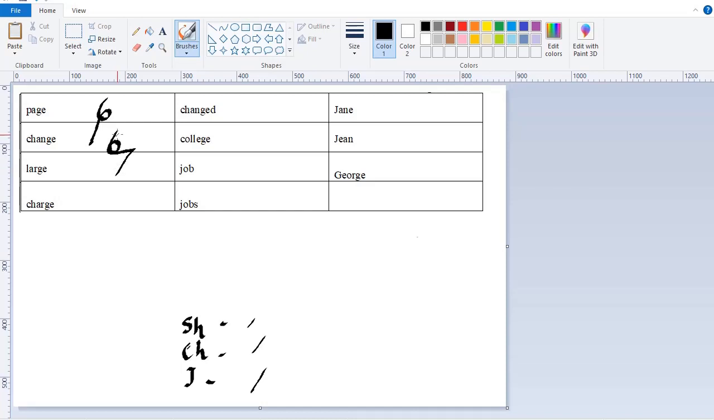Okay, so make sure that your J is longer than your CH. Next, we have large: L, A, R, and then J. Charge: so we have CH, and then A, and then R, and then J.